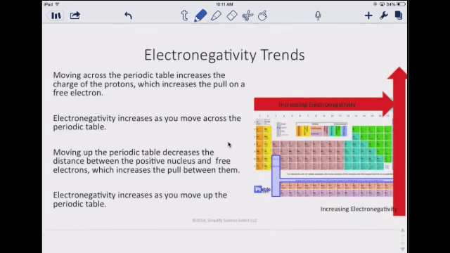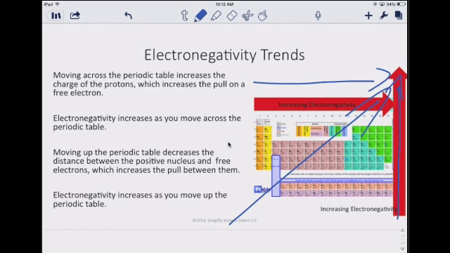So let's look at the electronegativity trend. Moving across the periodic table increases the charge of protons, which increases the pull on a free electron. Okay, so it increases going this way. And then moving up the periodic table decreases the distance between the positive nucleus and the free electrons and increases the pull between them. So it increases this way. So electronegativity, ionization energy, and electron affinity all increase as we're going up the periodic table.